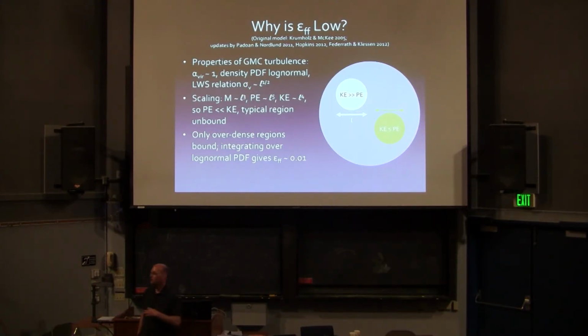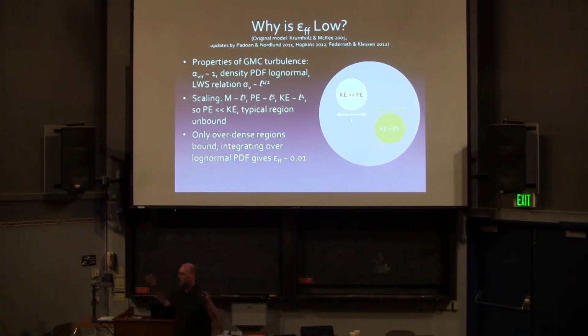Now let's think about what that implies for the ratio of kinetic and potential energy. If I pick a random region of size L, its mass is going to go on average like L cubed. Its kinetic energy is going to go like mass times velocity dispersion squared, so that's L cubed times sigma squared, which is L to the 4th power. Its potential energy, on the other hand, goes like mass squared over length. That's L to the 5th power.